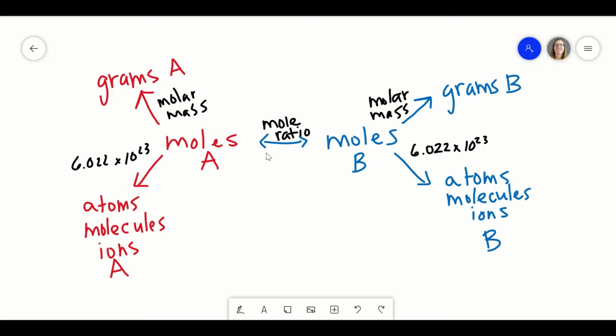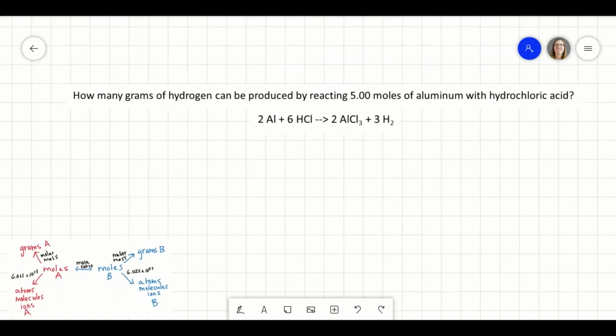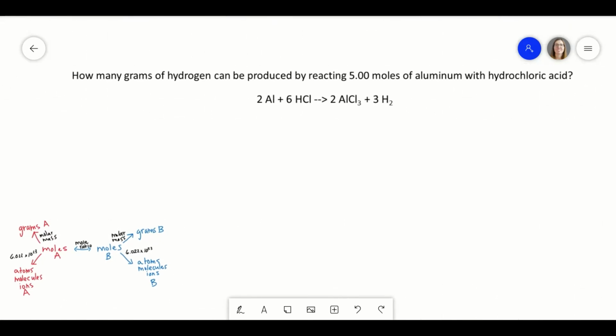So let's go into an actual problem using this nice guide. This problem asks us how many grams of hydrogen can be produced by reacting 5.00 moles of aluminum with hydrochloric acid, and then the balanced chemical equation is given to us.